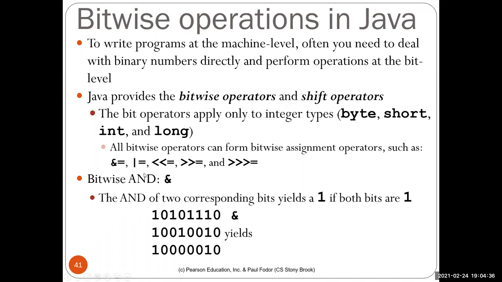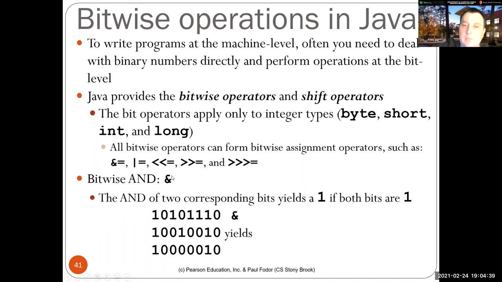But let's start with a simple bitwise AND. So what does bitwise AND mean? A number is internally stored as a binary number. So something like this, 10101110. And similarly, you have another number and you want to do conjunction. Conjunction basically takes corresponding digits, like 0 and 0 is 0, 1 and 1 is 1, 1 and 0 is 0, 1 and 0 is 0, and so on. So it basically takes the corresponding bits and does the binary AND between those bits.